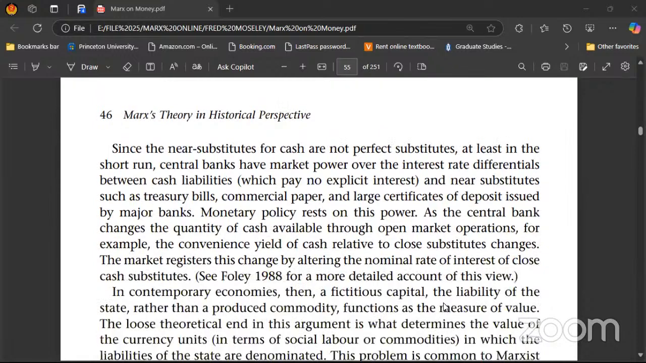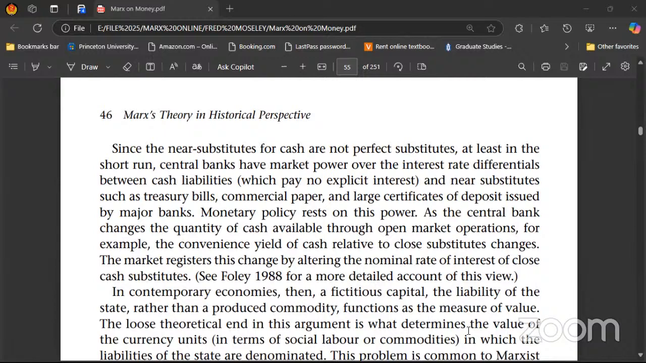Since the near substitutes for cash are not perfect substitutes, at least in the short run, central banks have market power over the interest rate differentials between cash liabilities, which pay no explicit interest, and near substitutes, which are like treasury bills, T-bills, commercial paper, and large certificates of deposit issued by major banks.